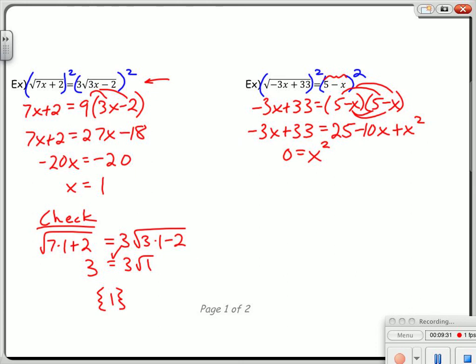I'm going to add 3x to both sides. So on the right-hand side, it's going to be 3x minus 10x for a net of negative 7x. And then I'm going to subtract 33 from both sides. 25 minus 33 is negative 8.